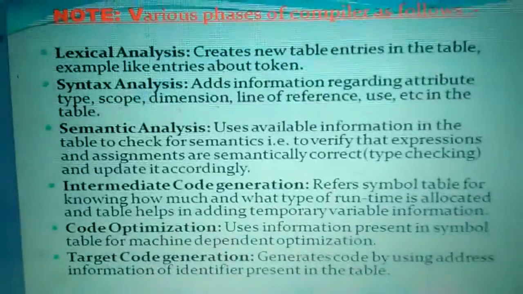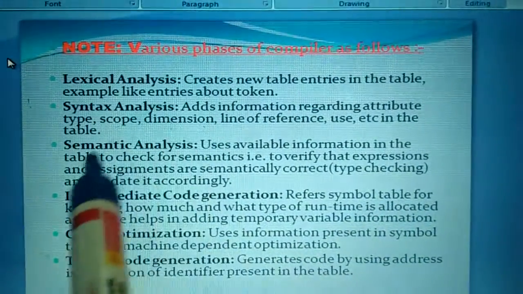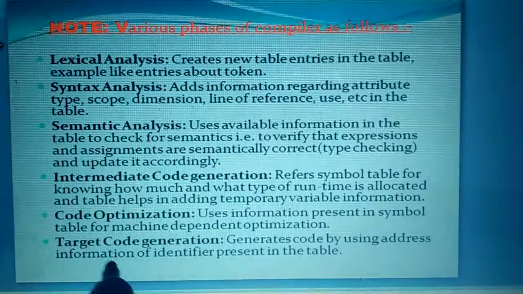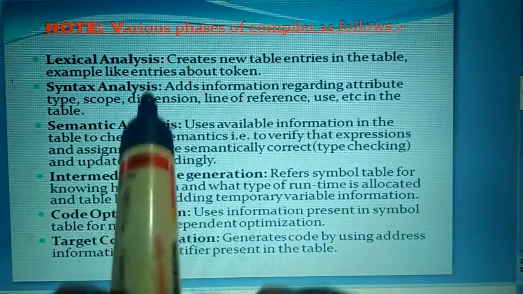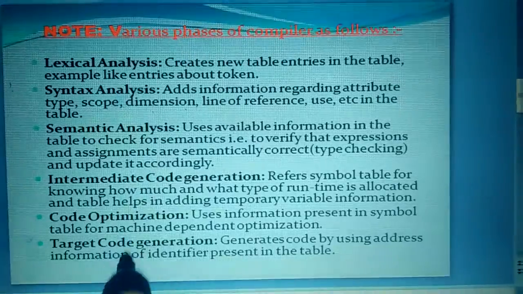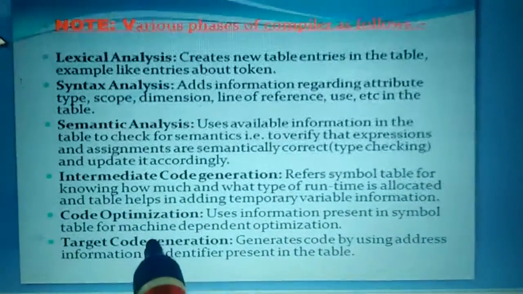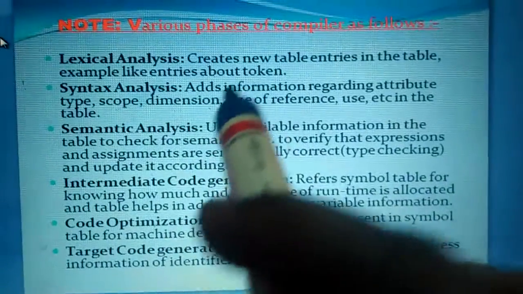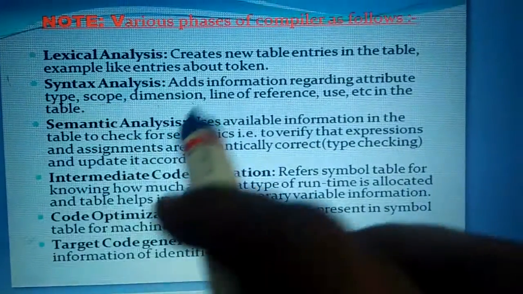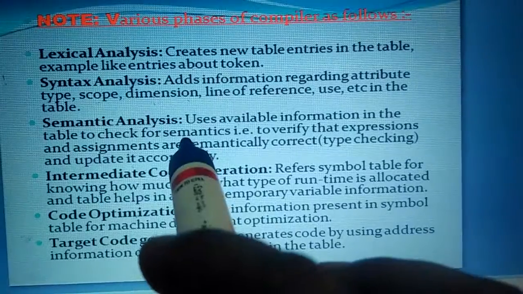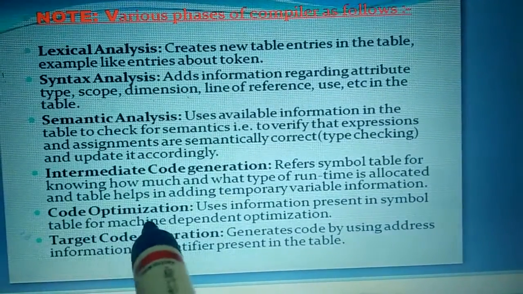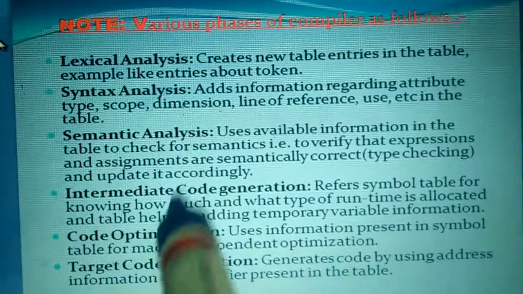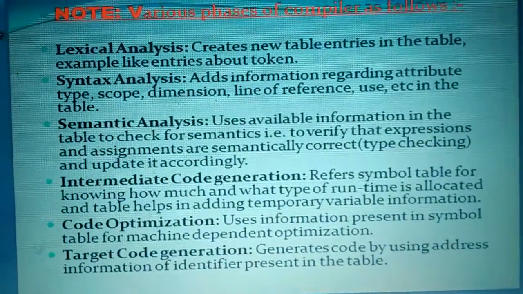semantic analysis. Here we have syntax analysis, semantic analysis, then intermediate code and code optimization and target code. These are the 5 main important phases in a broad way that we are just telling here: lexical analyzer, syntax analyzer, semantic analyzer, then intermediate code and code optimizer and target code. So these are the phases of the compiler.